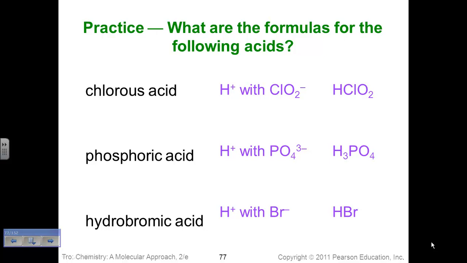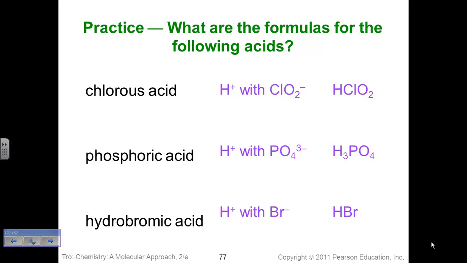Phosphoric. I know it's an oxyacid. I don't hear the prefix hydro. Ic came from ate. You looked up the polyatomic ion called phosphate. To the far right side of your polyatomic chart, you'll see phosphate. H3PO4, balancing charge.